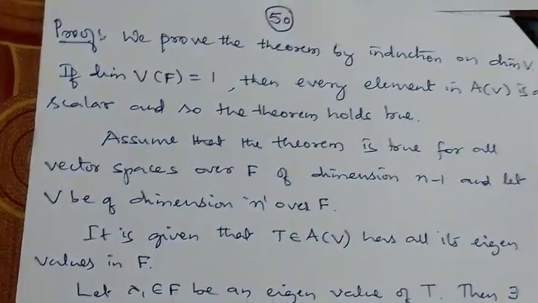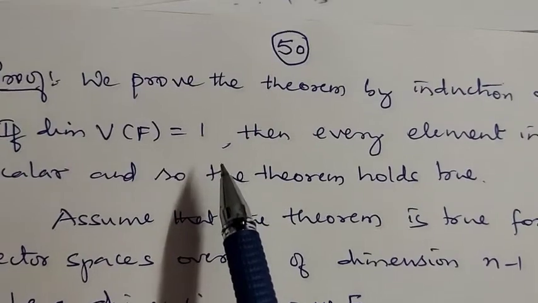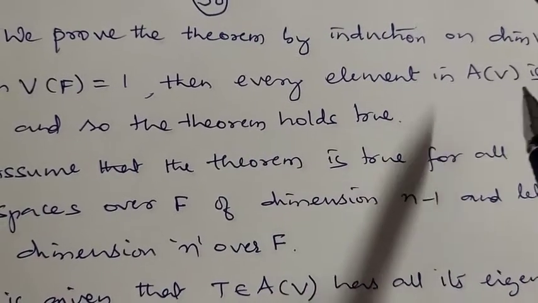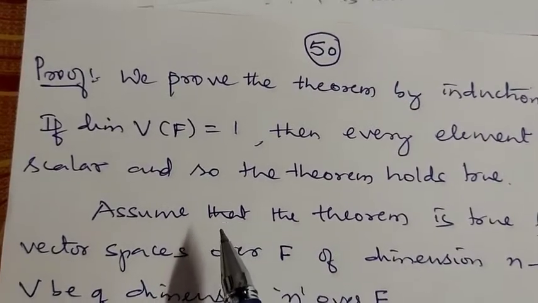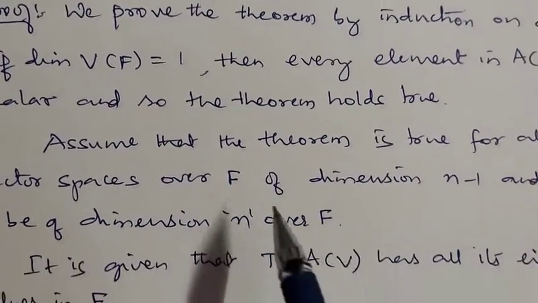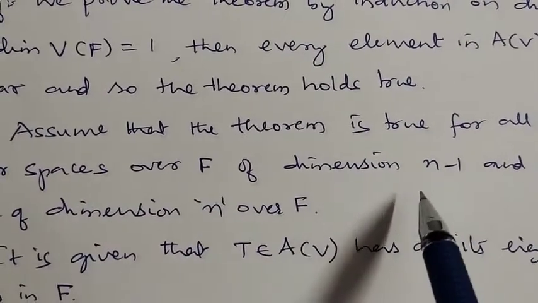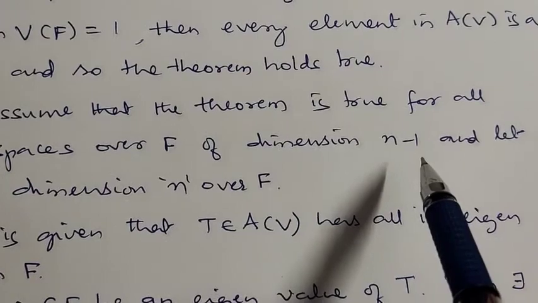So let us prove this theorem now. We prove this theorem by the method of induction. First, let us take the dimension of V over F to be 1. Dimension of V is 1 means the dimension of A of V is also 1, which means A of V contains only scalars. And so clearly the lemma holds true. We can vacuously assume that the lemma holds true. Suppose we assume that the theorem is true for all vector spaces over F of dimension up to n minus 1. We need to prove it for the dimension of V, that is n.